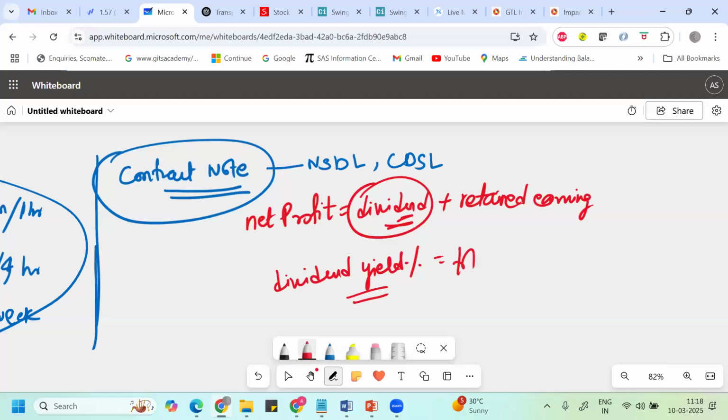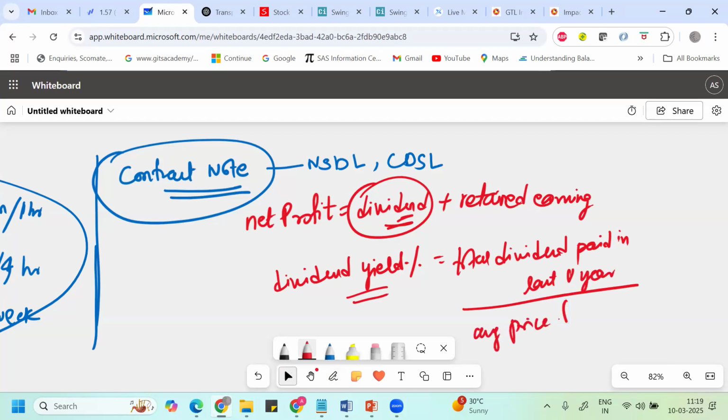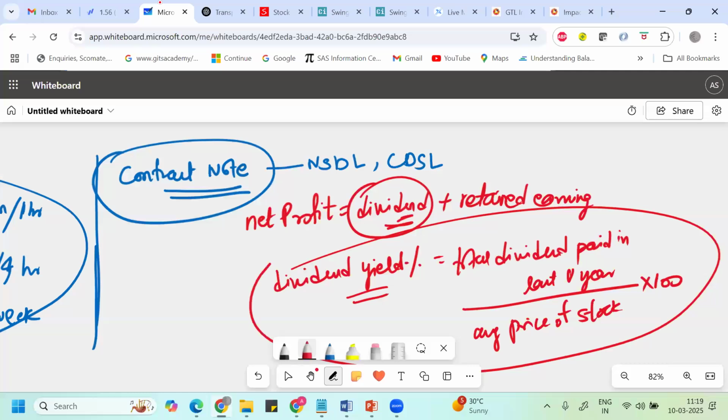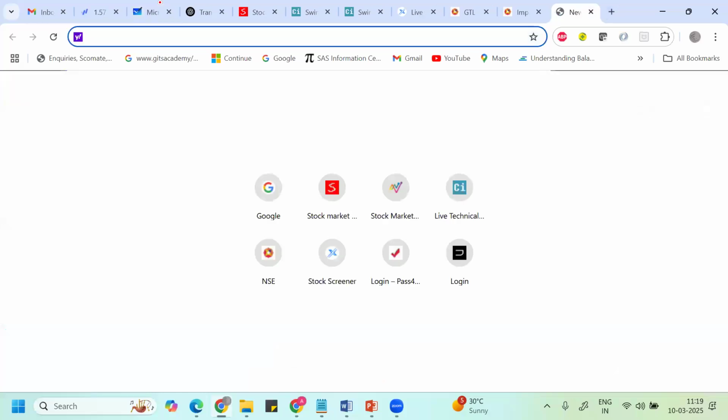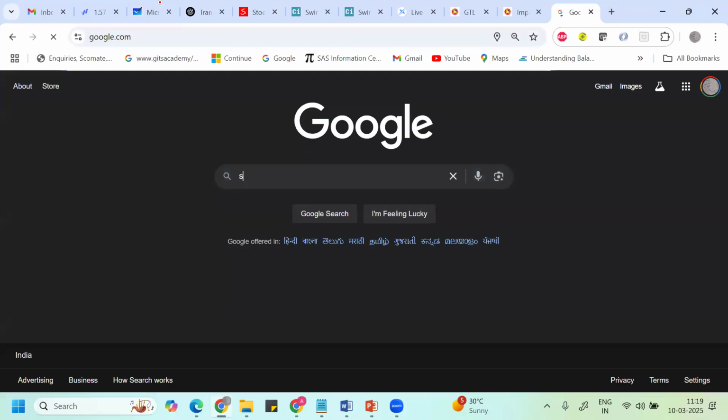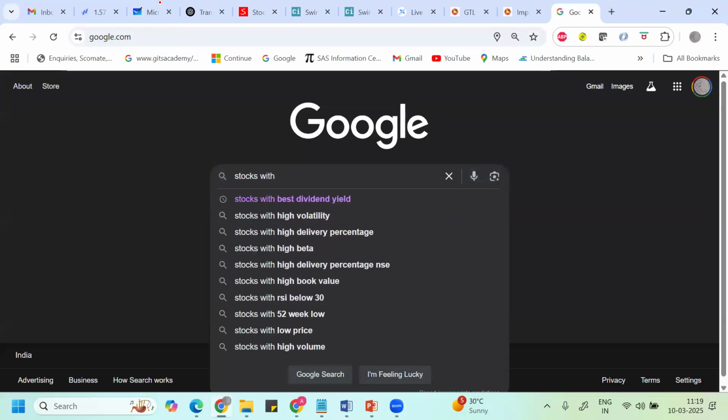So dividend yield is basically the total dividend paid in the last 1 year, divided by the average price of the stock. Okay, that is your dividend yield. So for dividend yield, you can search for the stocks which are known for giving dividend. You can Google it to get the stocks. Stocks with high dividend yield.